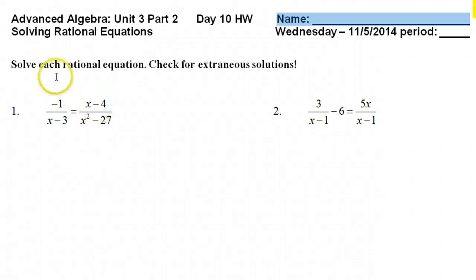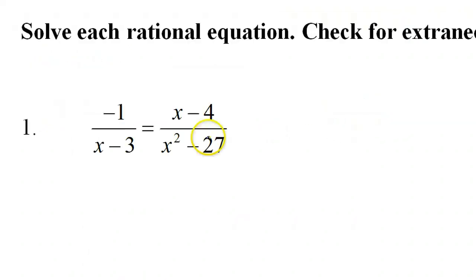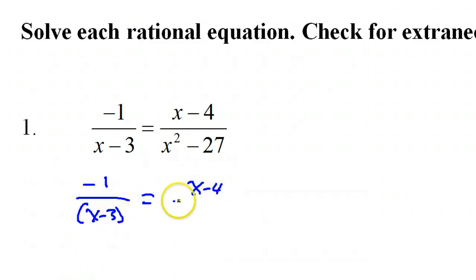Alright, this lesson is about solving rational equations such as these. First thing we should do is factor. So here we have negative 1 over x minus 3 is equal to x minus 4 over... actually, that doesn't factor. Alright, that doesn't factor. So, never mind about the factoring part.